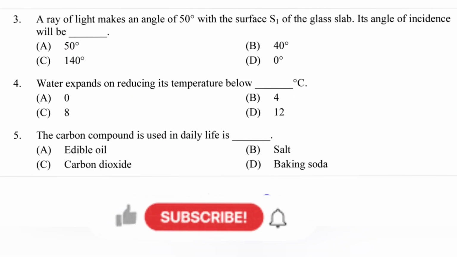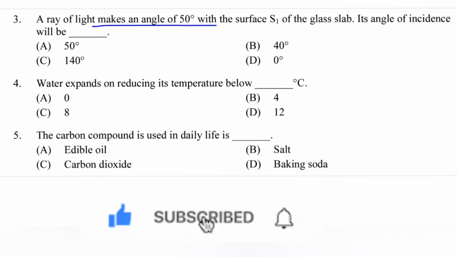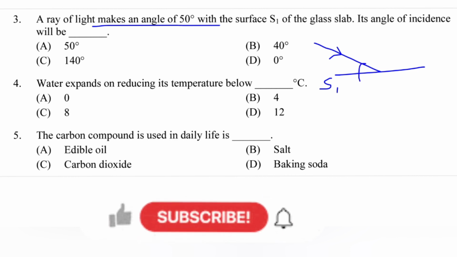The next question is based on the refraction of light. A ray of light makes an angle of 50 degrees with a surface S1. If there is a surface S1 and a light ray is falling on it, it is making an angle of 50 degrees here.